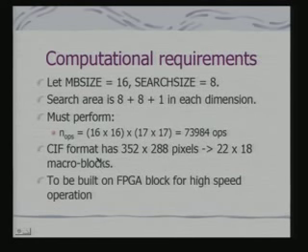And typically a CIF format, which is a smaller format frame, has 352 into 288 pixels, which translates to 22 into 18 macro blocks. And if for each macro block this computation is to be done, you can realize how many times therefore this difference is to be computed. So, that is the basic time consuming part of the compression scheme, and this is to be built on FPGA block for high speed operation.